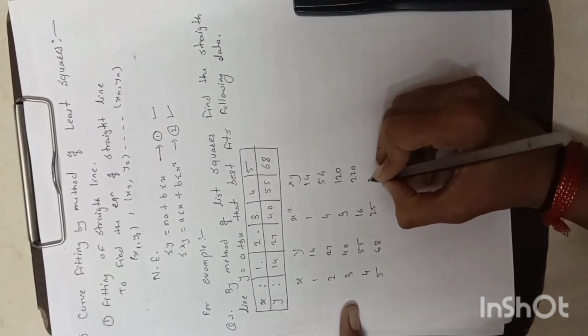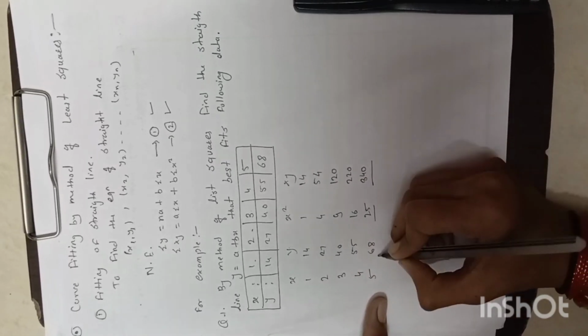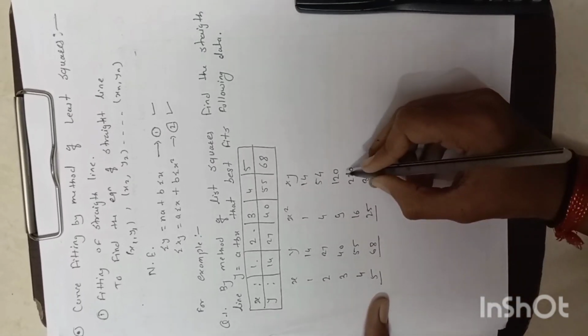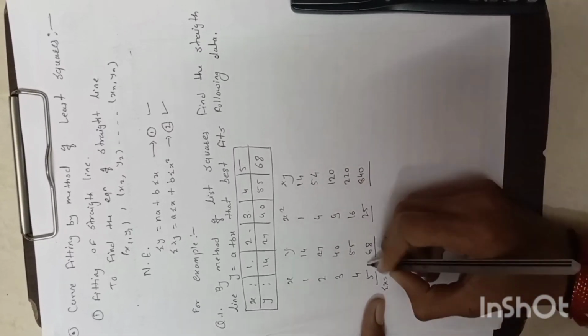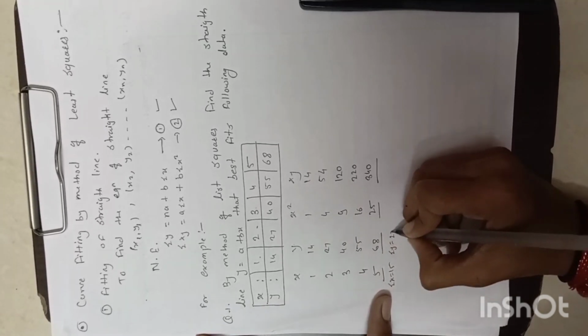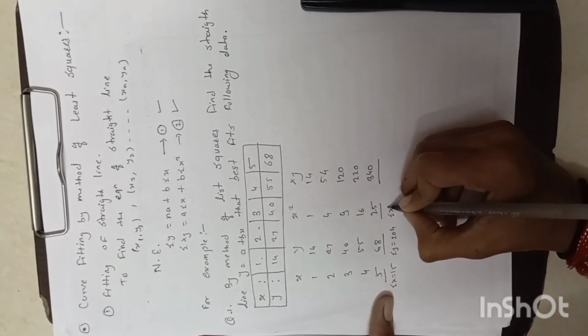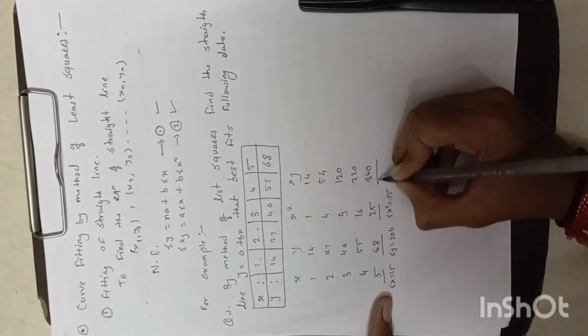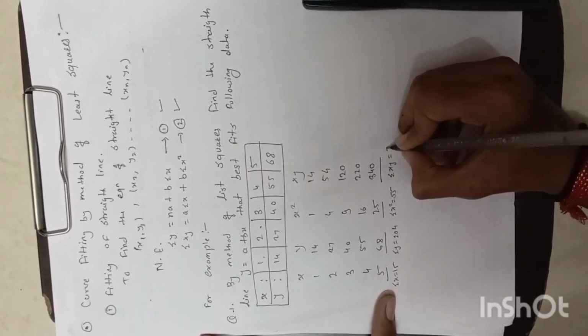and 5 into 68 is 340. The total summation of all these: summation x is 15, summation y is 204, summation x square is 55, and summation xy is 748. These are all the values.